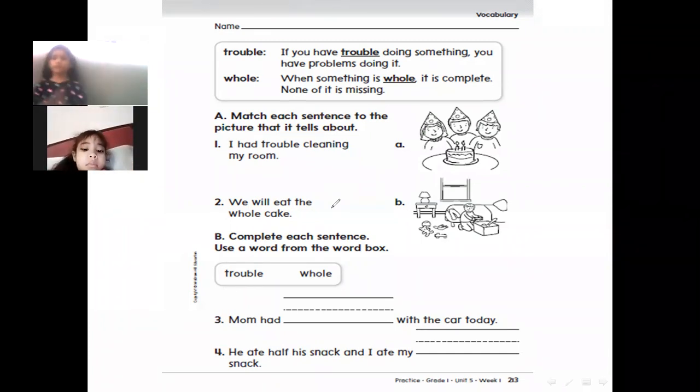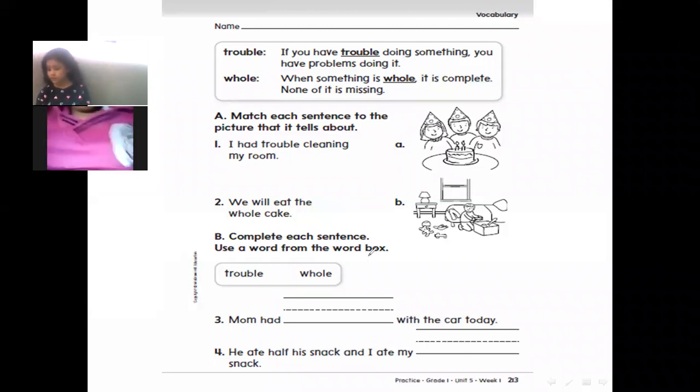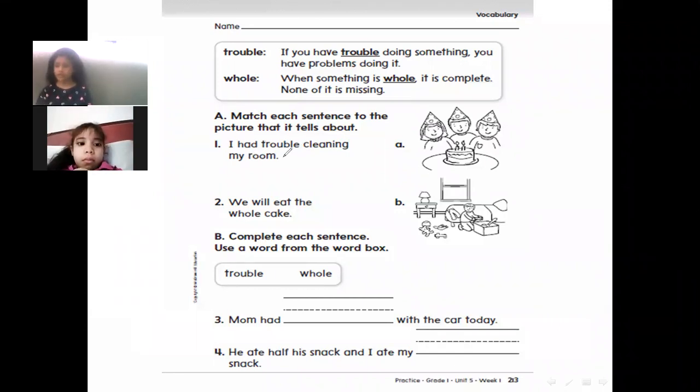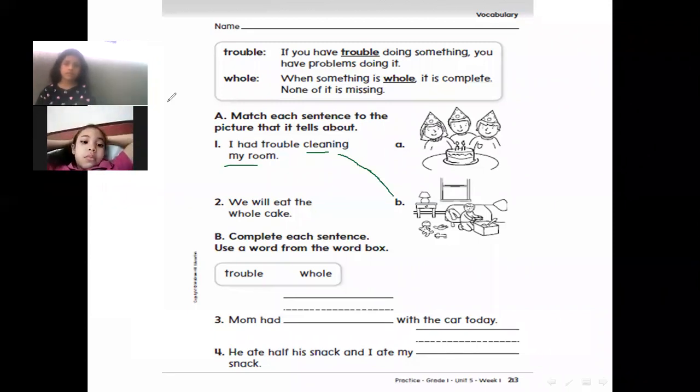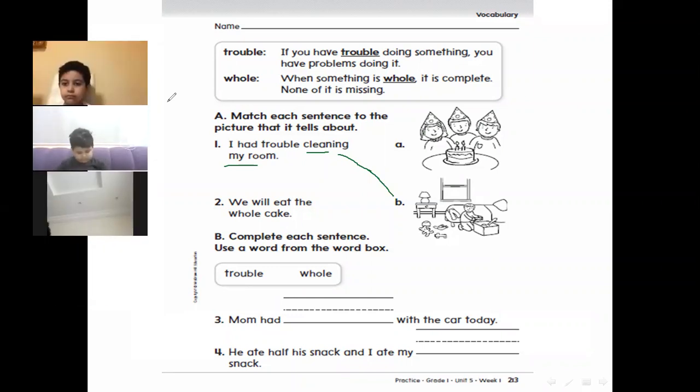Let's see who didn't answer. Rina, unmute your mic. Yes, Rina. I had trouble cleaning my room. Which picture, A or B? A. Concentrate, cleaning my room. Which picture? B, because the boy is cleaning his room. So B, I had trouble cleaning my room. Excellent. Clean it properly, Elian.